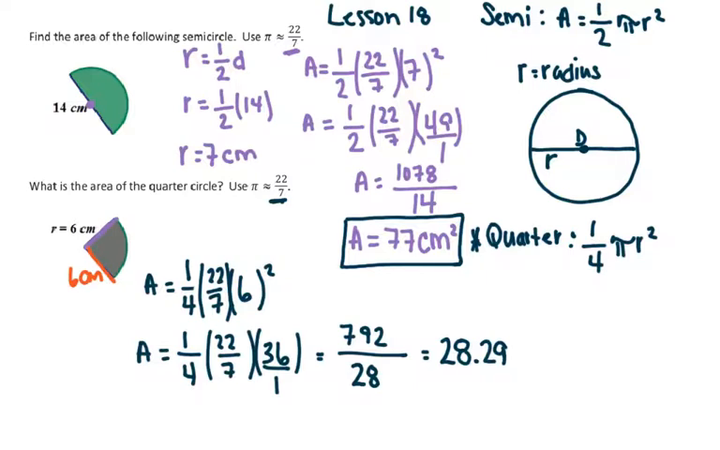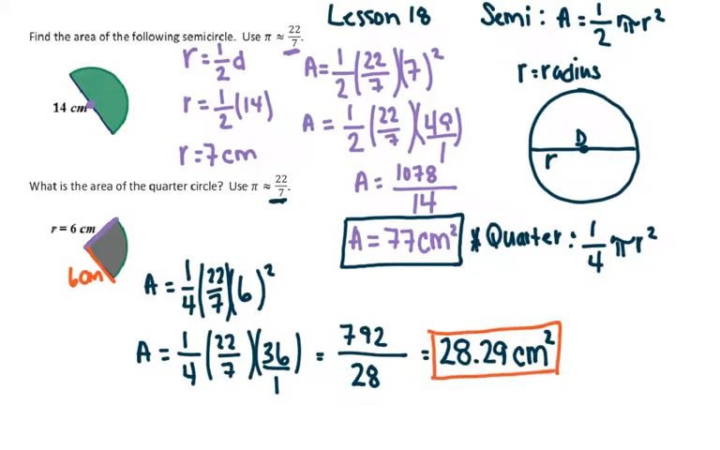And remember, I'm carrying with me those units. So they told me that my units are centimeters. And so I remember area is always written as squared units. So I'm going to write a 2 above my centimeters. So the area of my quarter circle is 28.29 centimeters squared. And that is the final answer for that problem.